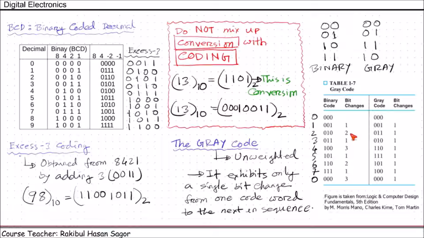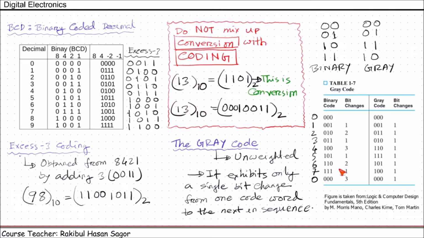We have 2-bit change. From here to here, we have 1-bit change. From 3 to 4, we have 3-bit change. This 1 becomes 0, this 1 becomes 0, this 0 becomes 1. So we have 3-bit change. In this way, we can extract the bit changes from one sequence to another sequence.